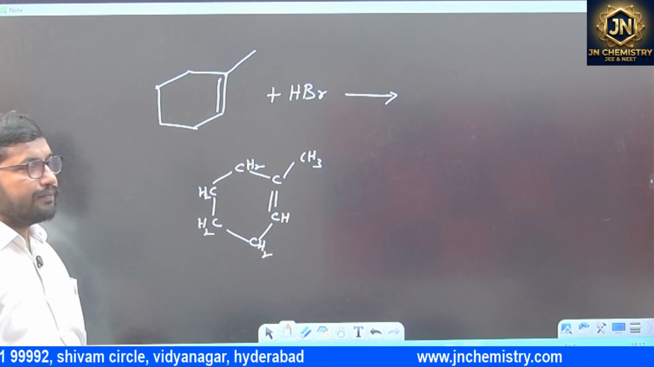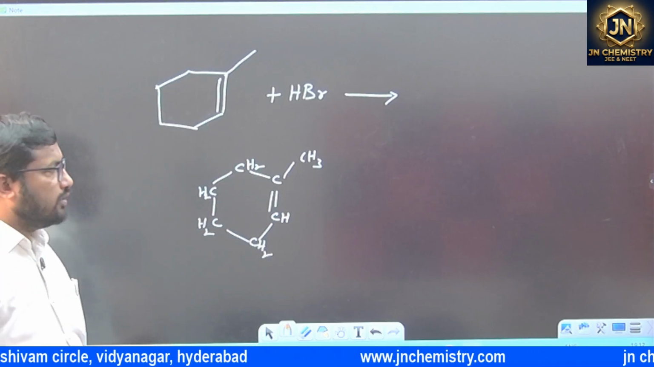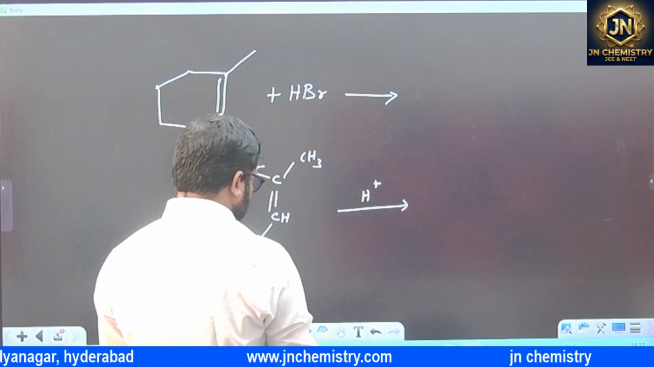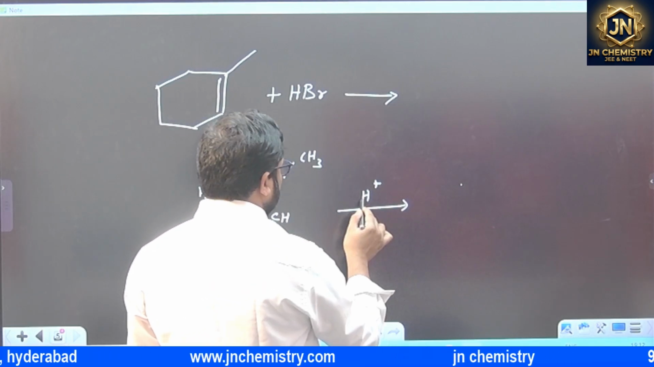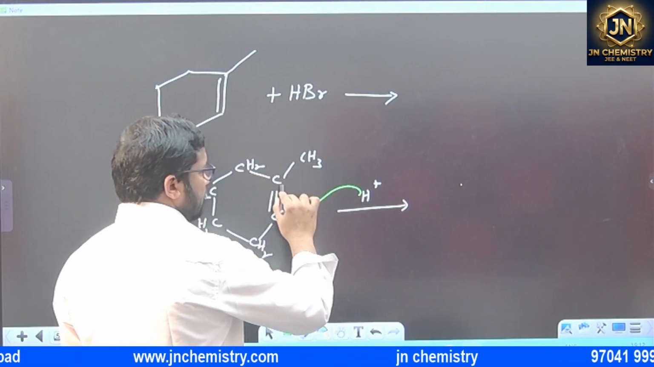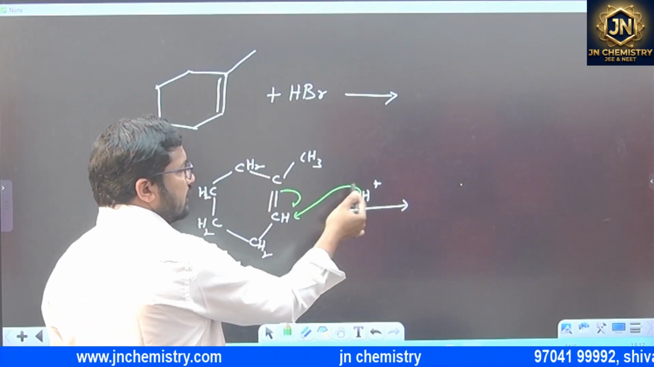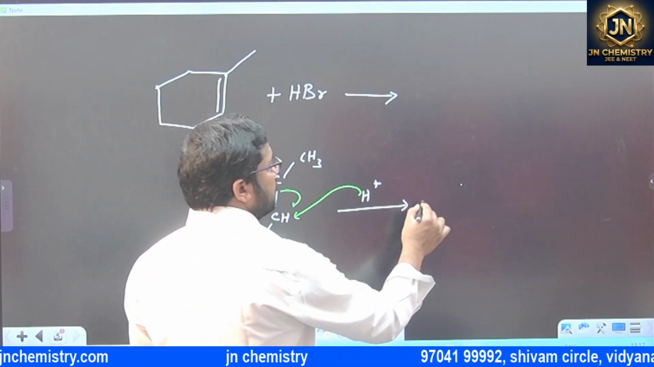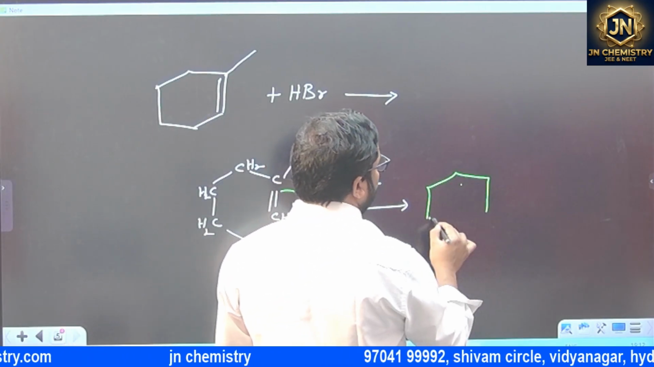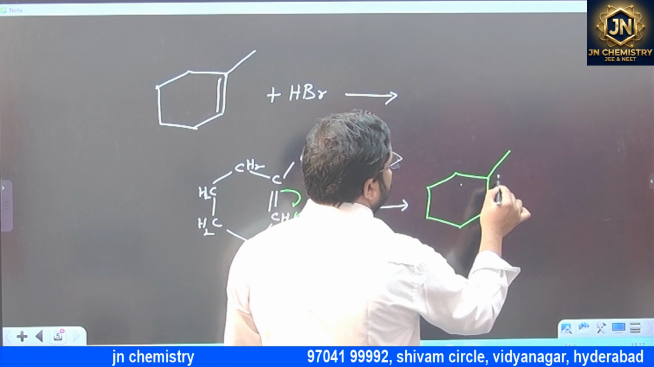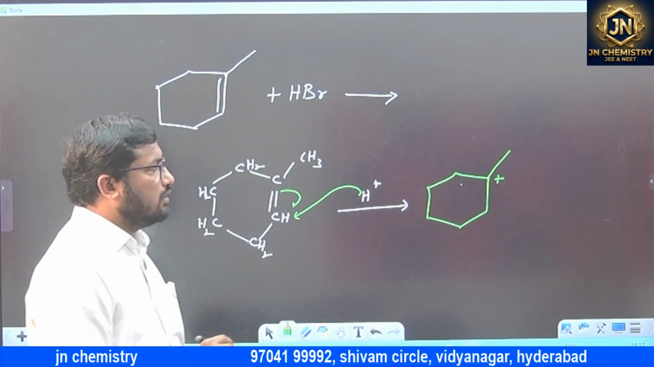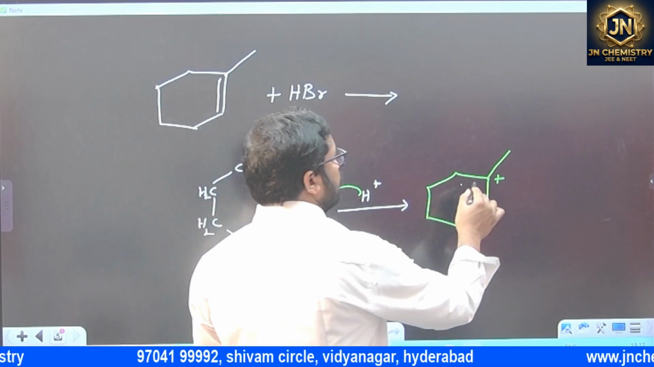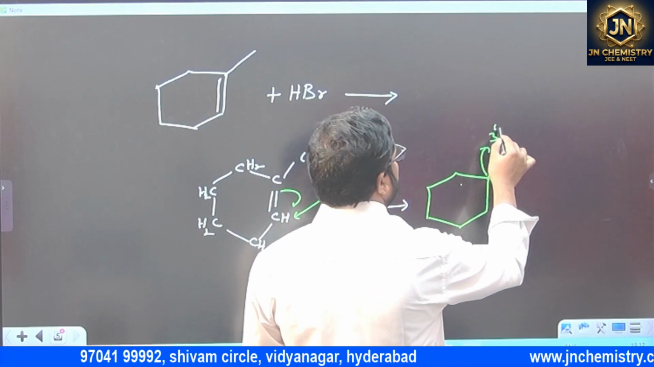Both are the same. So first, H plus comes and attacks this position, because the bond is migrating here, since H plus doesn't have any electrons. What we need to cross-check is the stability of the carbocation. We'll get the carbocation. Which carbocation is it? 3 degree.